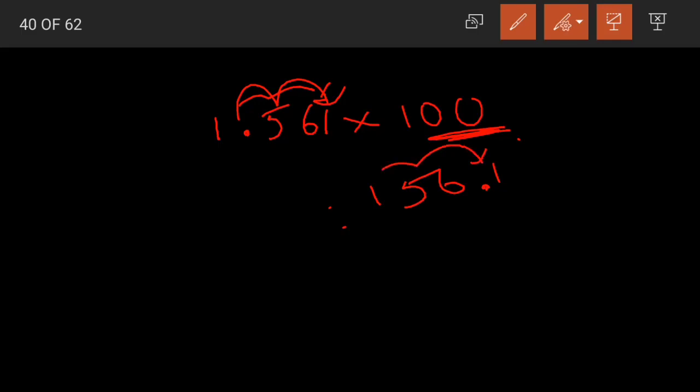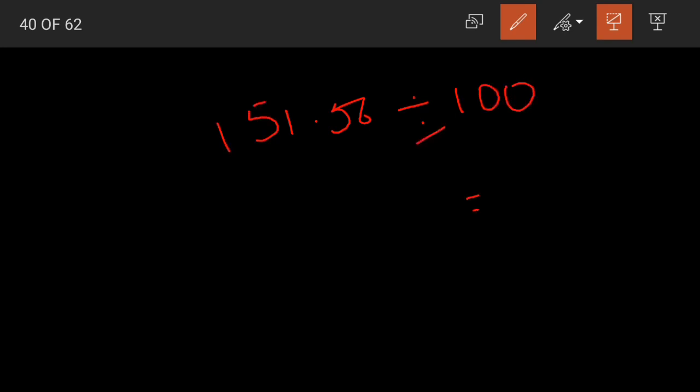In the same way, when we divide a given decimal number by 10, 100 or something, multiplication is the opposite of division. Yes, division is the opposite of multiplication.